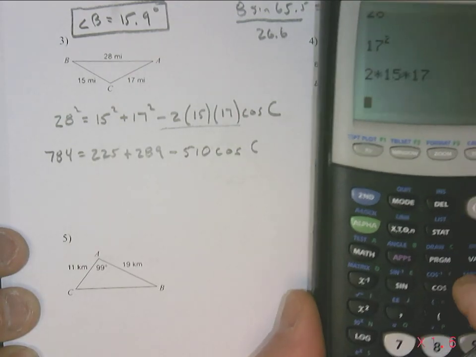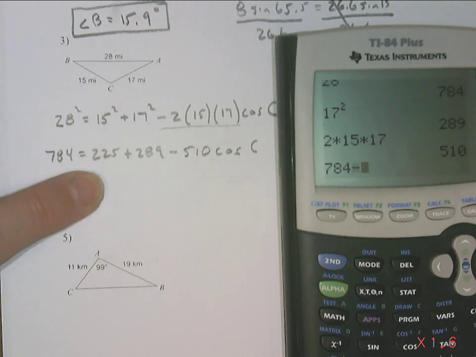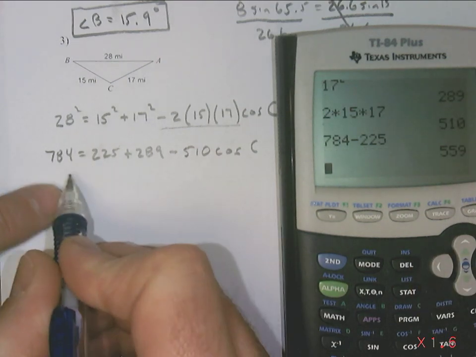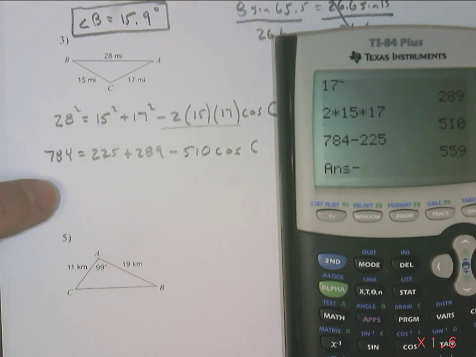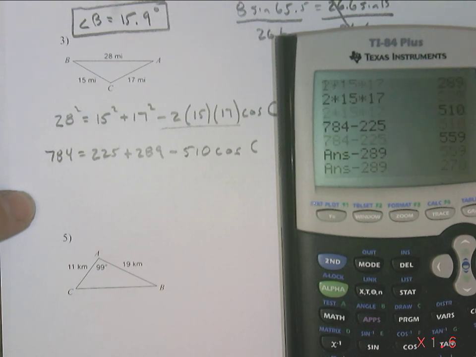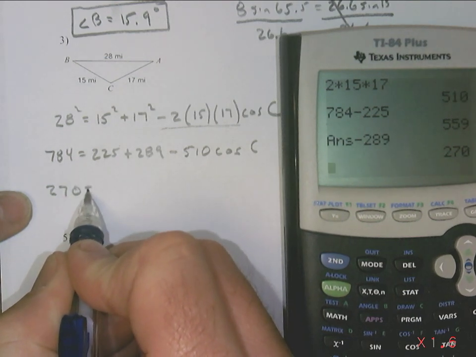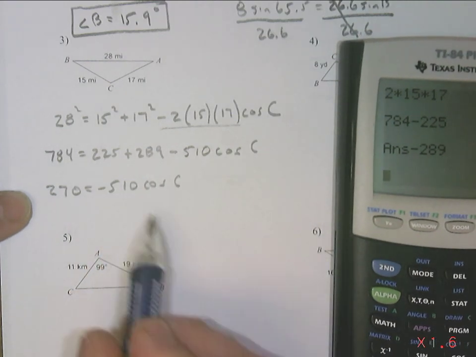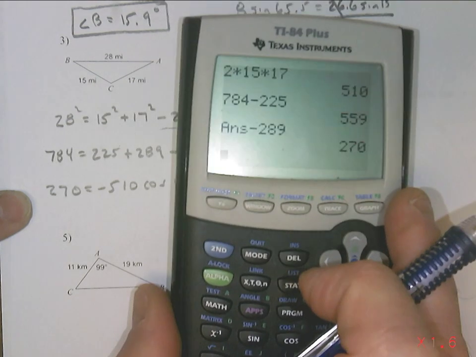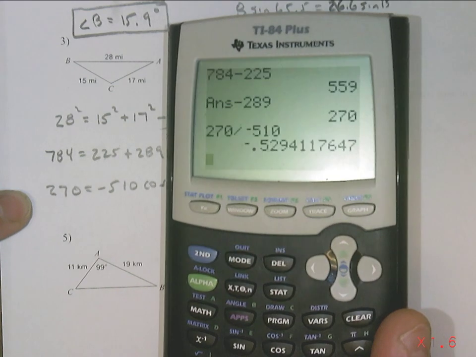So I'm going to head to my calculator right now and just type in the 784, and now I'm going to subtract 225. And I have 559. I'm also going to subtract, just to save some steps because it's very squishy here, 289. So now I'm looking at 270 equals negative 510 cosine C. This is where we divide to get rid of that negative 510. So 270 divided by negative 510. And there's that cruddy decimal.